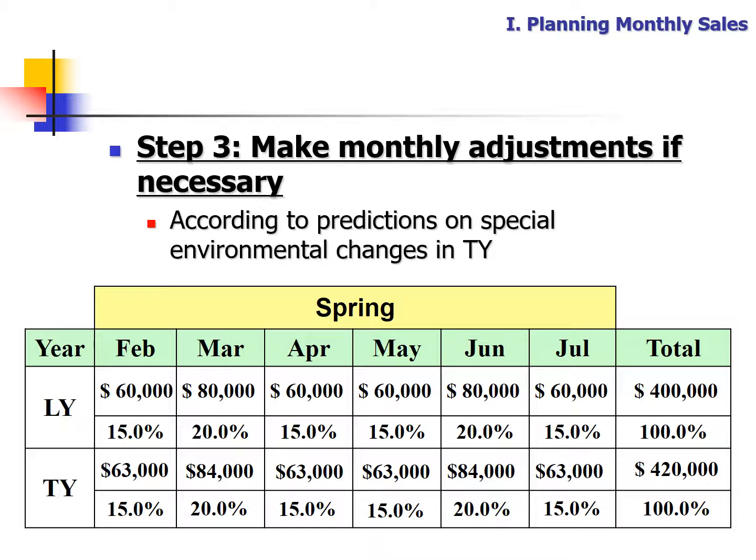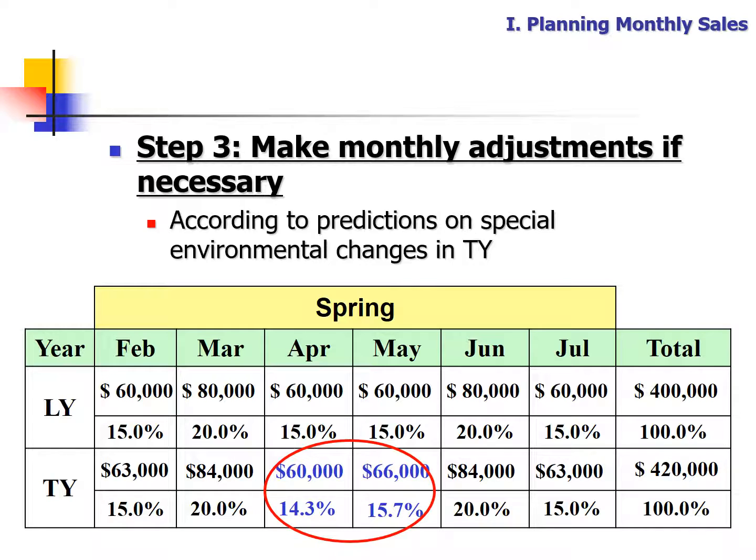So for example, instead of having exactly the same percent distribution for April and May, which is what happened last year, you may, for some reason, project that the May sales are going to be more strengthened this year as compared to last year, whereas the April sales are going to be a little bit slower. Then you can make the adjustment accordingly.